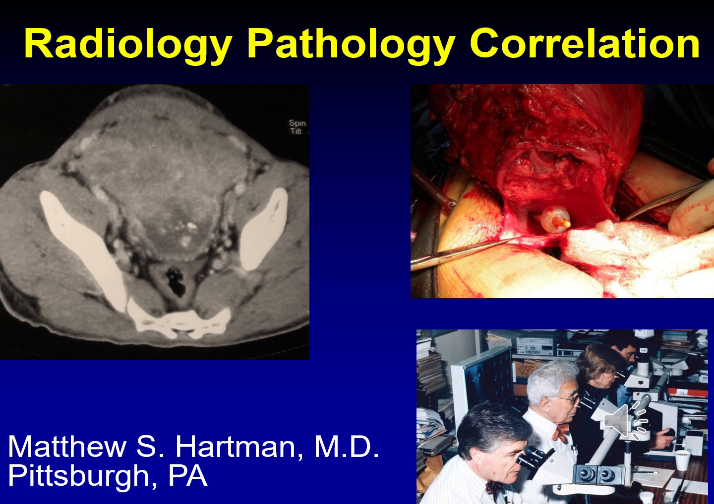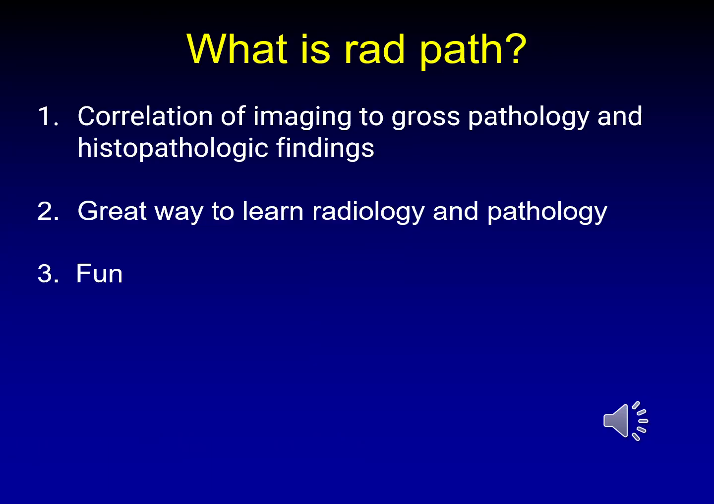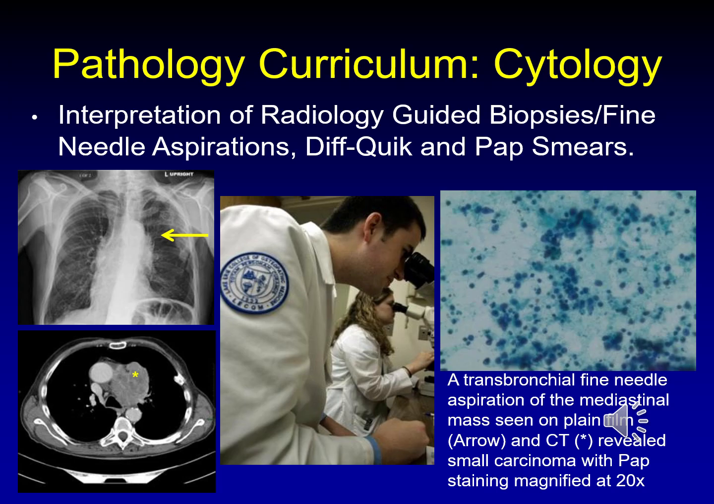Okay, we're going to be talking about RadPath correlation. So what is RadPath? It's correlating imaging to gross pathology and histopath findings. It's a great way to learn both radiology and pathology, but we'll mainly be focusing on the radiology, and it is fun. So let me give you a quick example.